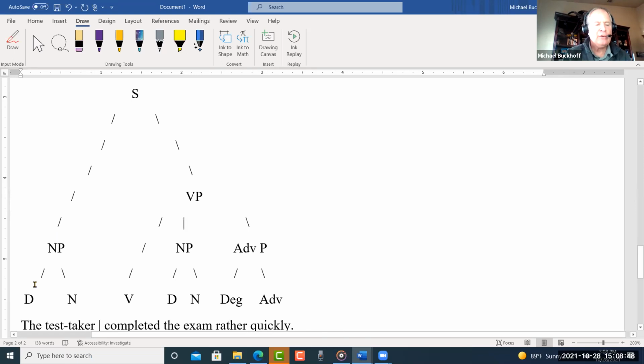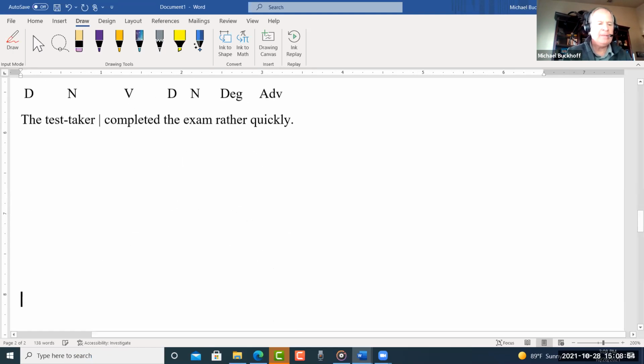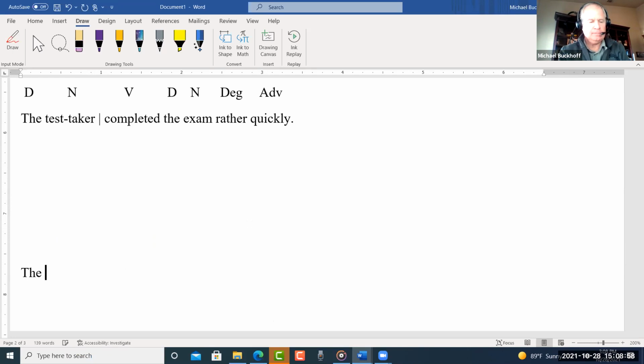In this case, we have a noun phrase plus a verb plus a noun phrase plus an adverb phrase. Now, how about this? What if I said this? I said, the student in the classroom went to her dorm. Maybe use the word returned here.